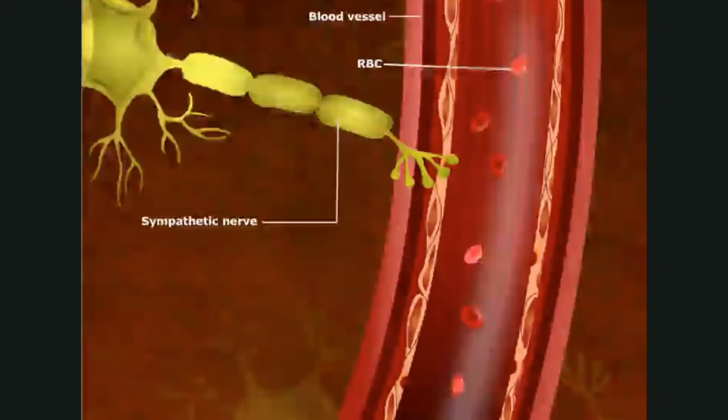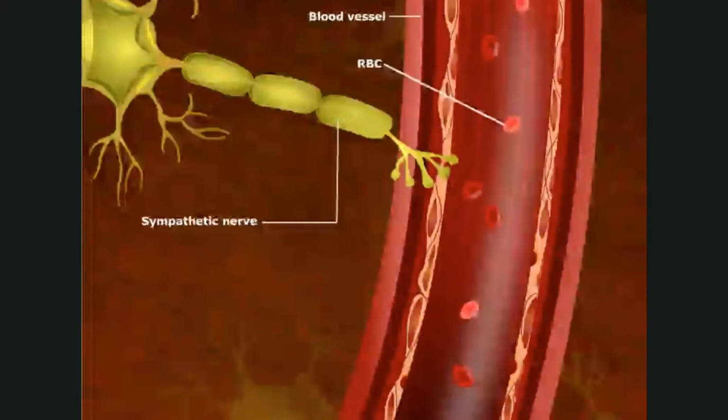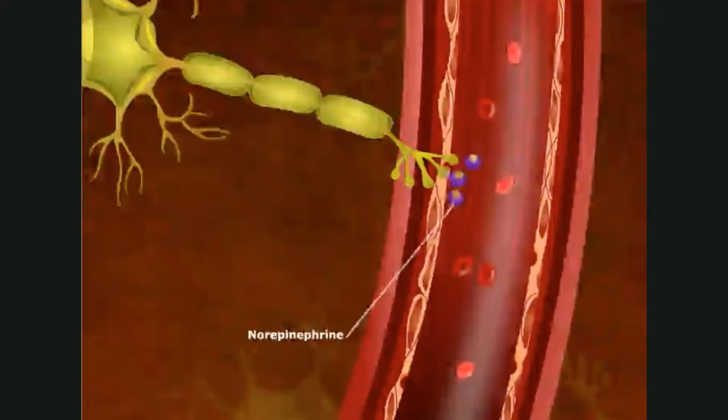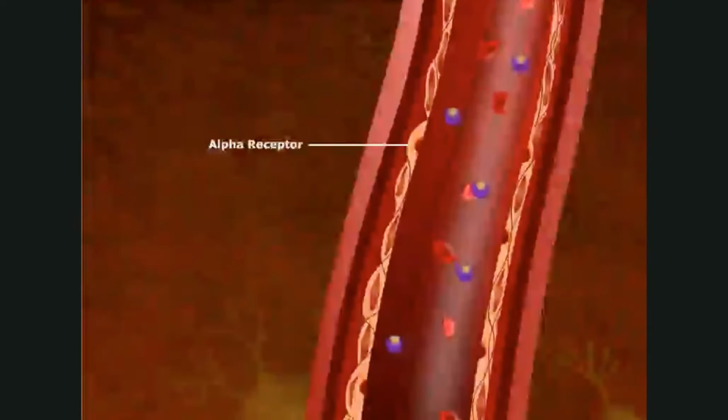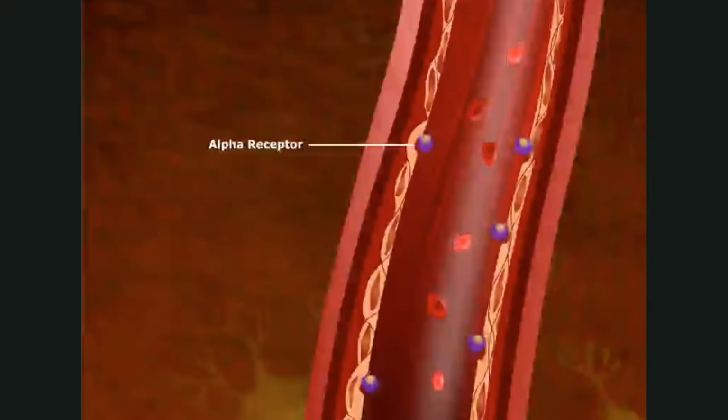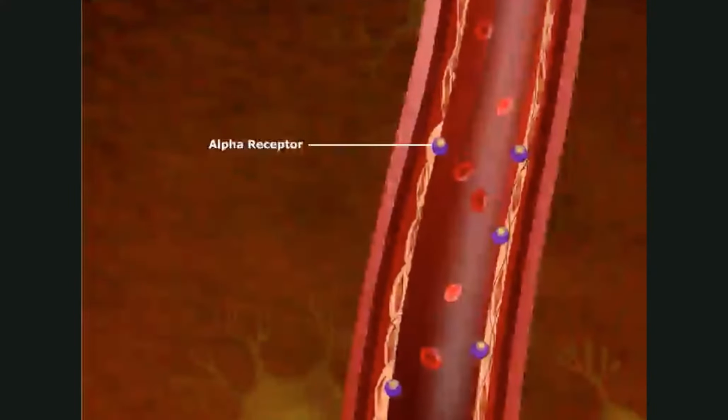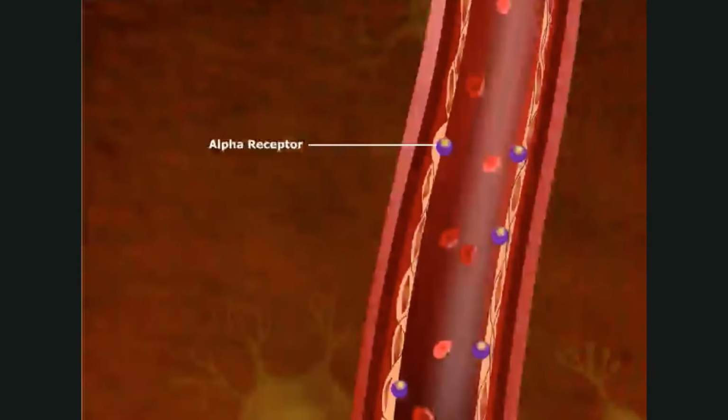Postganglionic neurons of the sympathetic nervous system release norepinephrine into the bloodstream. Norepinephrine then binds to alpha-1 receptors of blood vessels to produce systemic arterial vasoconstriction in an attempt to maintain blood pressure and tissue perfusion. This will increase afterload, placing further strain on the heart.